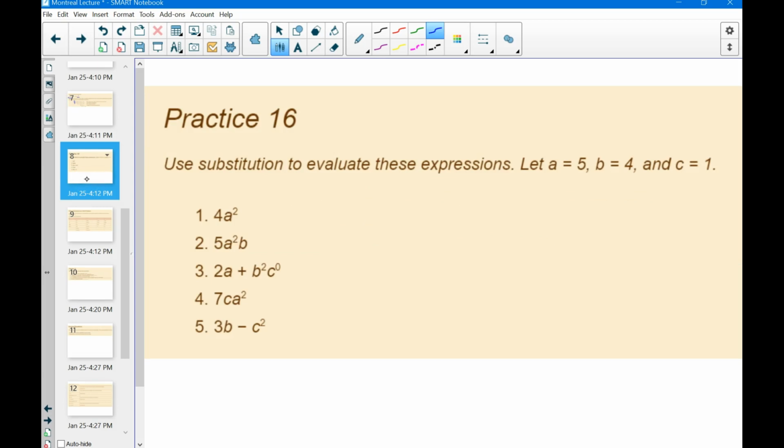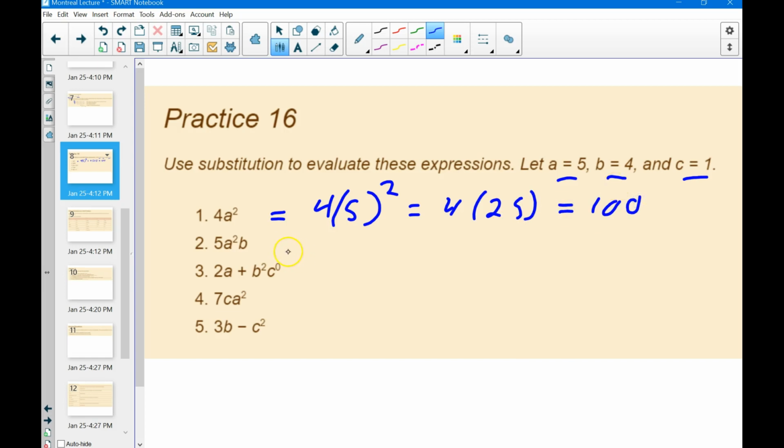Evaluate the expression. So what happens is that I have an a of 5, b of 4, c is 1. If I look at this one here, number 1, it's going to be 4, a is 5, it's going to be 5 squared. So we're going to evaluate it, and we do the exponents first, so it's going to be 4 times 25, which equals 100.